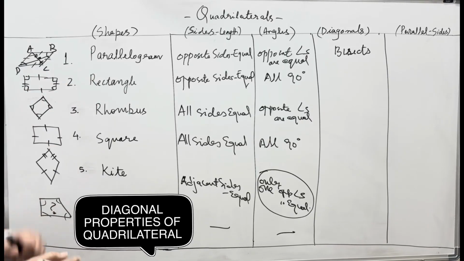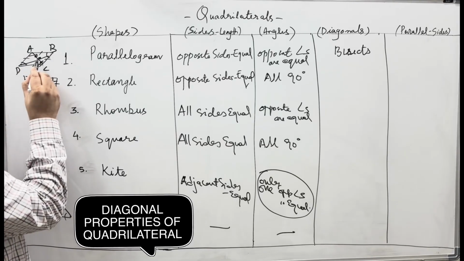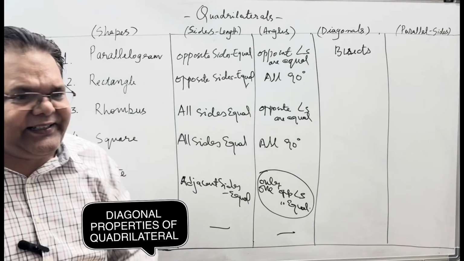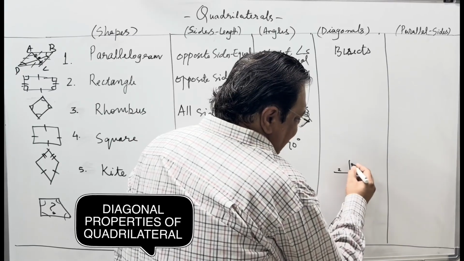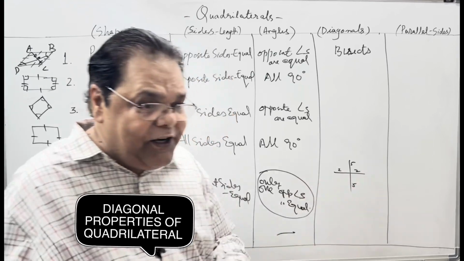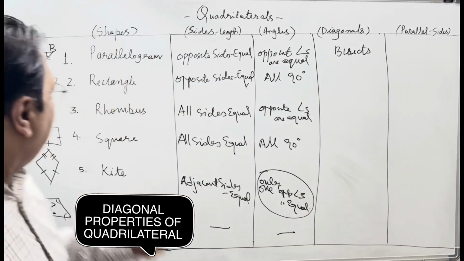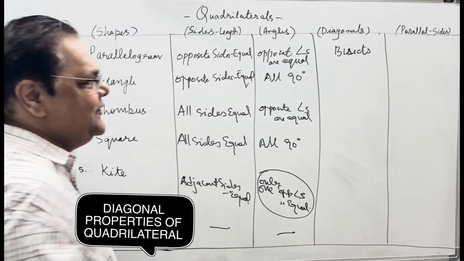Now when you measure, you will find AO is equal to OC. DO is equal to OB. So they bisect. This is 5 and this is 5, total 10 centimeters. This is 2 and this is 2, total 4 centimeters. Bisect. So here only bisects in parallelogram. What about rectangle? It bisects.